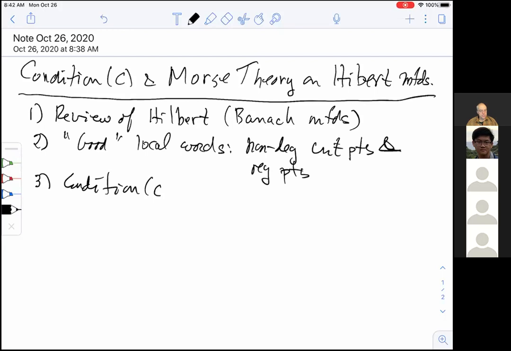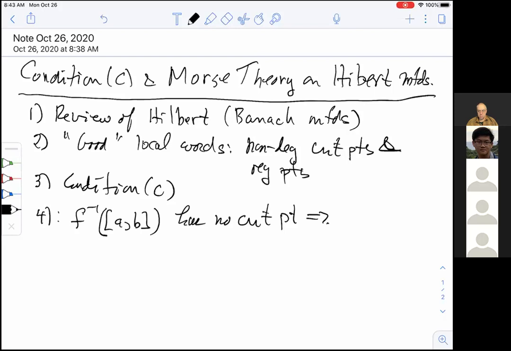and show you how to use it to show that if you have a Morse function and the inverse image of an interval has no critical points, then in fact that inverse image is diffeomorphic to the level set at a cross the interval [a,b]. So you can integrate vector fields in infinite dimensions under condition C to prove this product result that we know in finite dimensions.